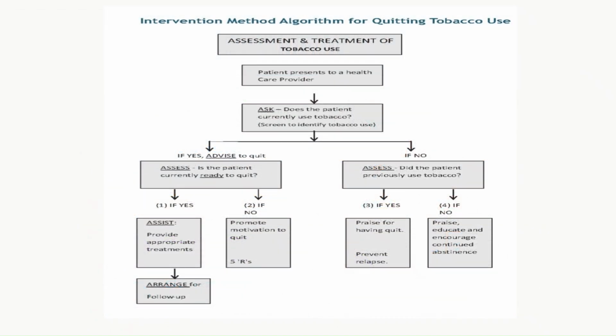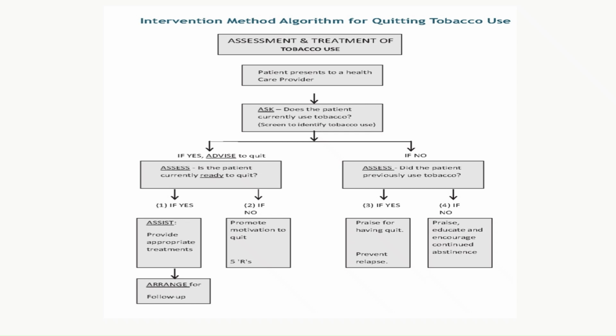This flowchart explains the intervention method algorithm for quitting tobacco use in a clinical setting. The process starts when the patient presents to the healthcare provider. The first and important step is to ask whether the patient currently uses tobacco. This helps identify tobacco users early during every healthcare visit. If the answer is yes, the healthcare provider should advise the patient clearly and strongly to quit tobacco use. Next step is to assess whether the patient is ready to quit.